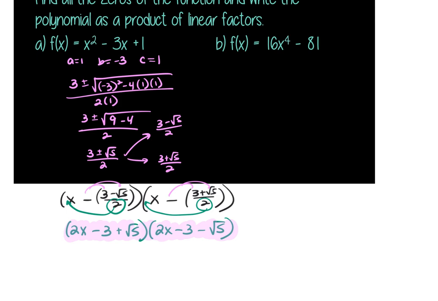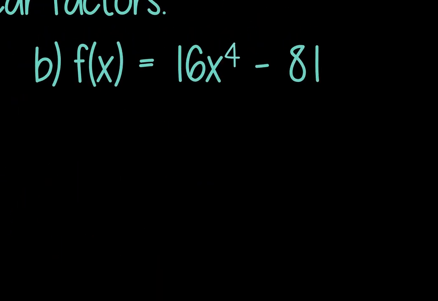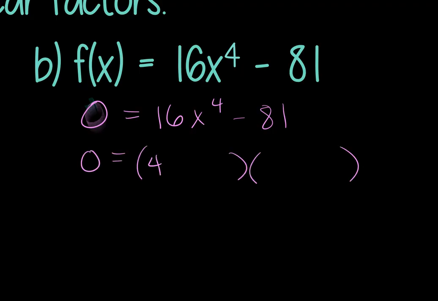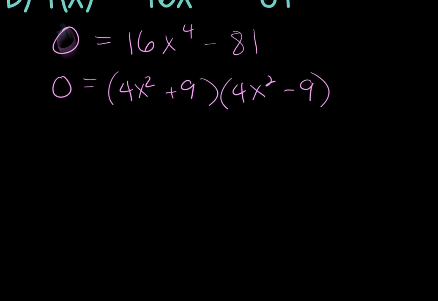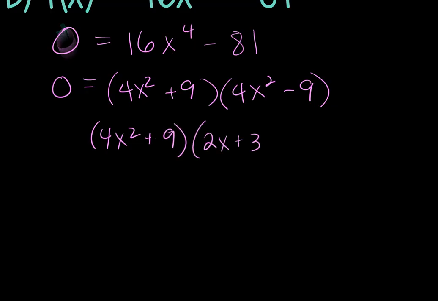All right, then we go to B. B is not quadratic, so you cannot use the quadratic formula on it, but B is factorable. This is the difference of two squares. So I'd get 0 equals 16x to the 4th minus 81, and that would be 4x squared plus 9 and 4x squared minus 9. With me so far? Are either of those factorable from here? Yeah, that second one is also the difference of two squares. So 4x squared plus 9, and then 2x plus 3 and 2x minus 3.